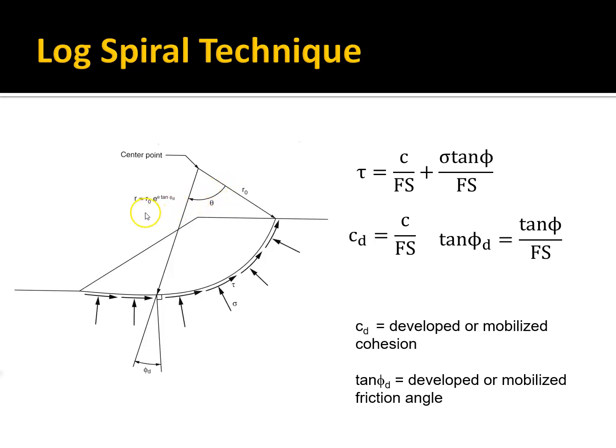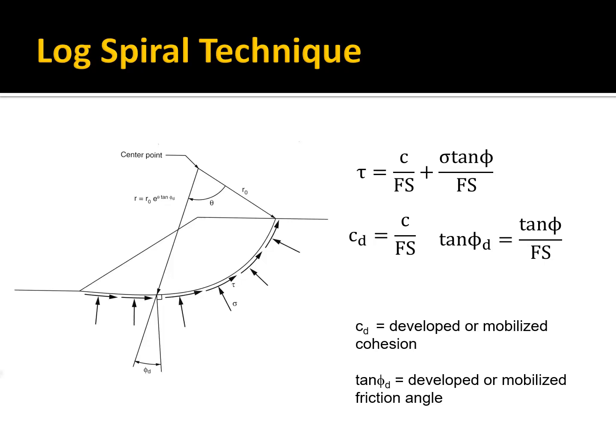in this direction, the distance from the center to the failure surface as you go around it increases. That's the definition of a log spiral. As you rotate, the radius increases. And that is defined by this equation. R is equal to R naught, this initial radius, times e to the theta tan phi d, where phi d is the developed or mobilized friction angle.